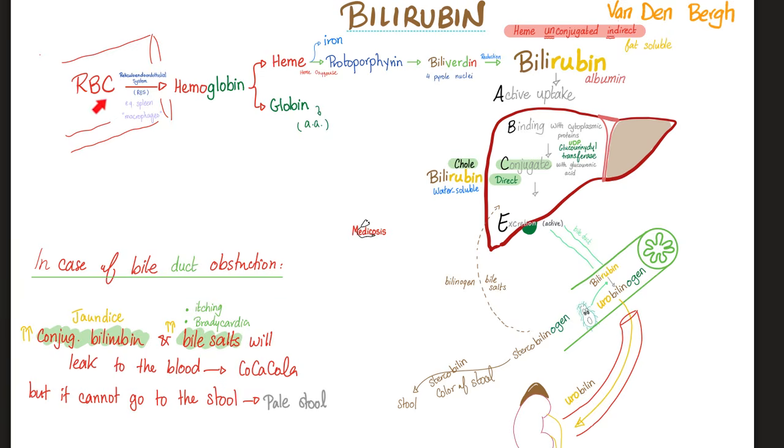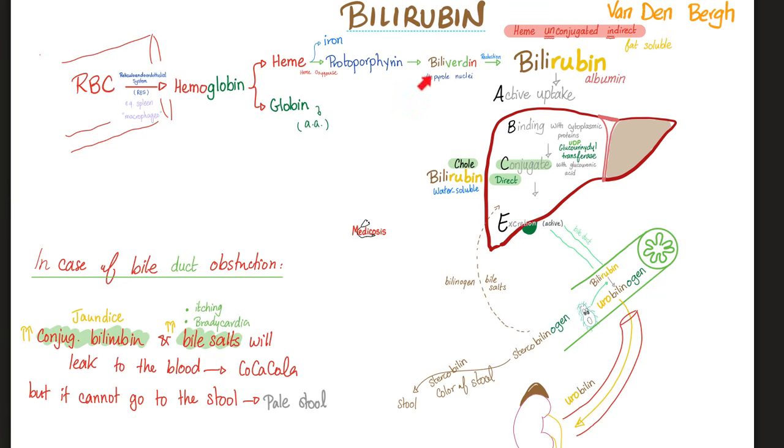Inside this red blood cell, what do you find? You find the hemoglobin. Hemoglobin is made of heme and globin. Globin is just a bunch of amino acids. We will recycle them. No big deal. But heme is a big deal because heme is made of iron and protoporphyrin. So when you digest the heme, we get iron and protoporphyrin. And then protoporphyrin becomes biliverdin.